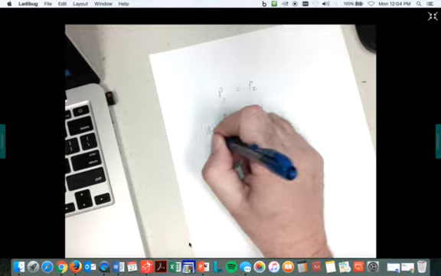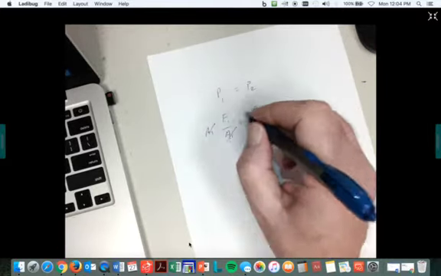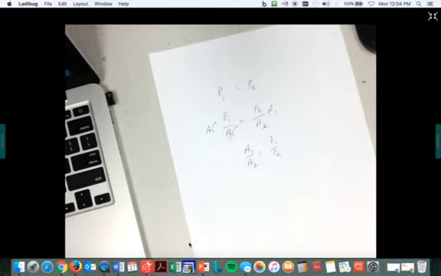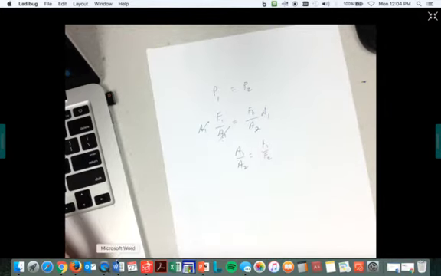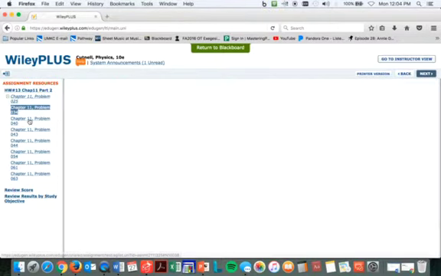I'll multiply both sides by A1, say, divide both sides by F2. There you go. I know that one will work, so I'm not going to bother. Now let's go to 40.